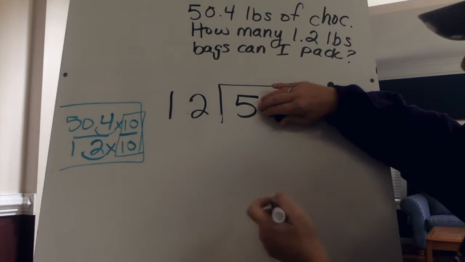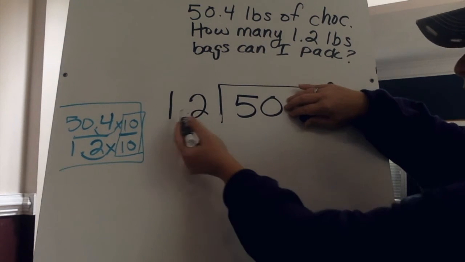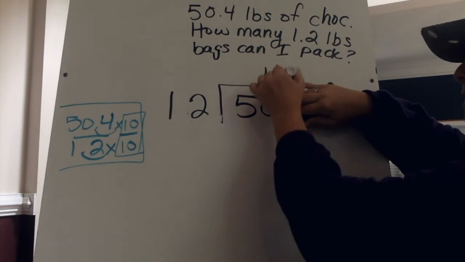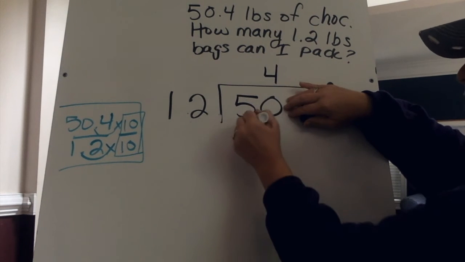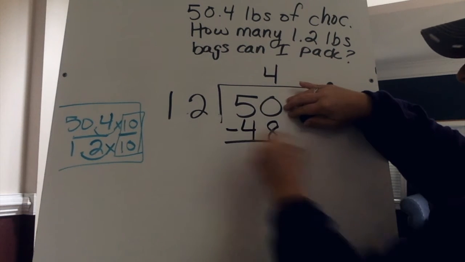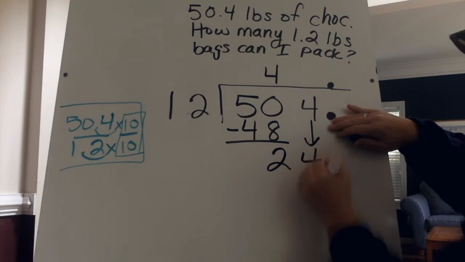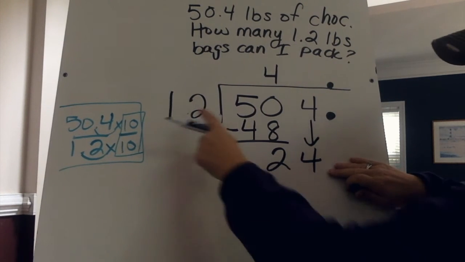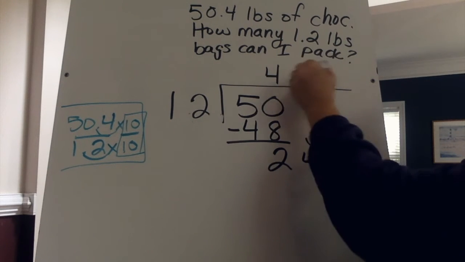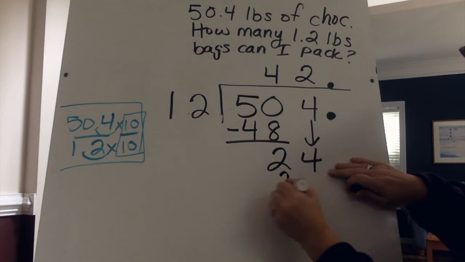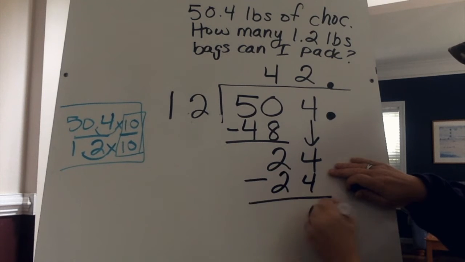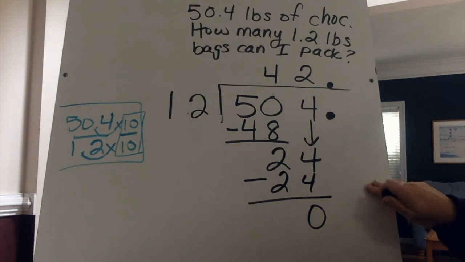12 can't go into 5, but it sure can go into 50. 12 goes into 50 4 times. 4 times 12 is 48. Subtract to get 2. Bring down the 4. Brand new number. How many 12s go into 24? 2. 2 times 12 is 24. Subtract to get 0. Nothing left to drop.